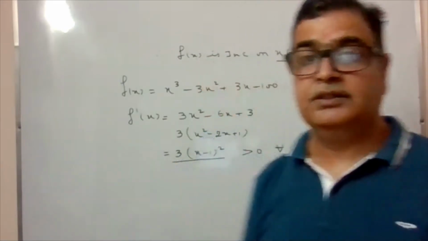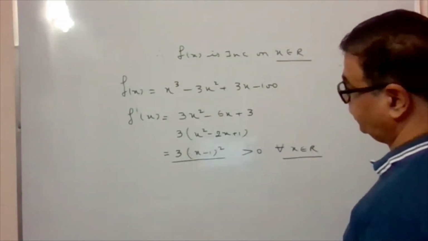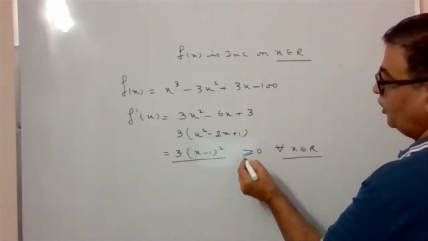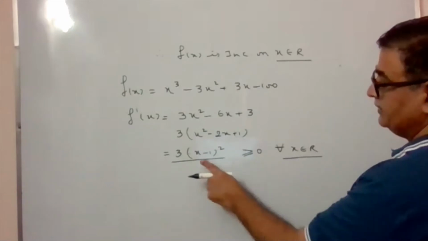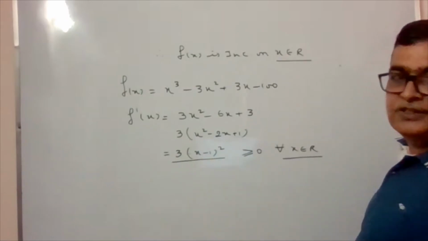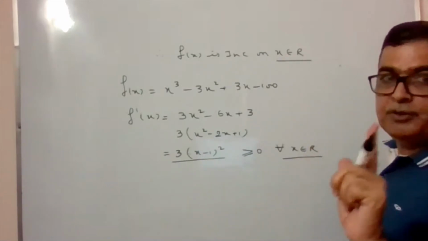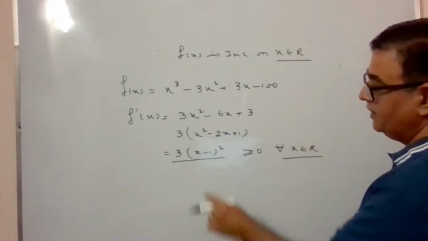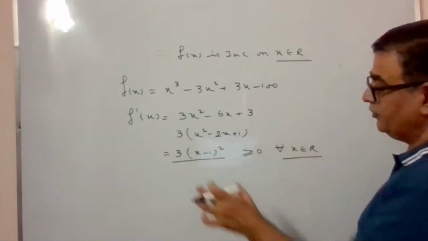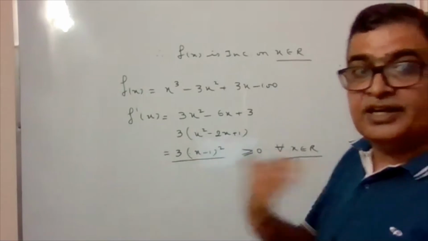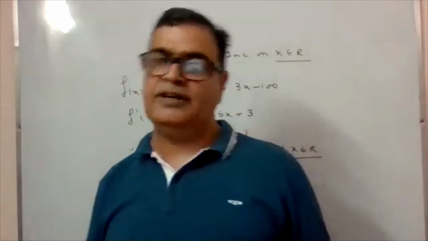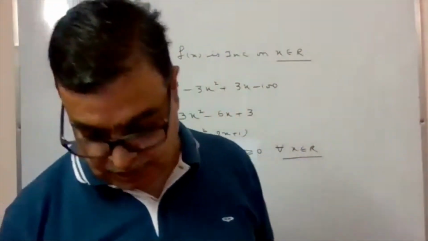Right? It is greater than or equal to, you can also write, because it can be 0 at 1. So it is increasing, not strictly increasing. Keep in mind in this question, especially if x is equal to 1, it will come out to be 0. I want greater than 0 for strictly, otherwise it's increasing. So it's an increasing function.